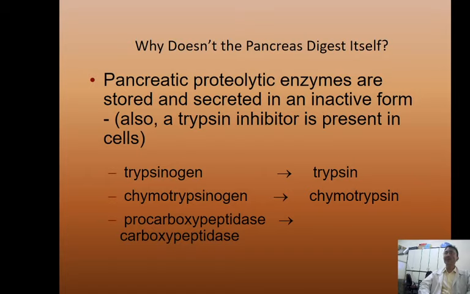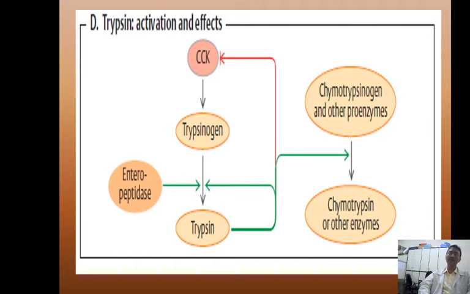So the enzymes which are present there are in the inactive form, in the form of trypsinogen, chymotrypsinogen and procarboxypeptidases. For these enzymes to act, they have to be converted from an inactive stage to an active stage. That is, trypsinogen must get converted into trypsin, chymotrypsinogen has to get converted into chymotrypsin, and procarboxypeptidases have to get converted into carboxypeptidases.